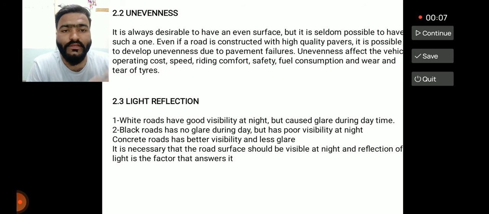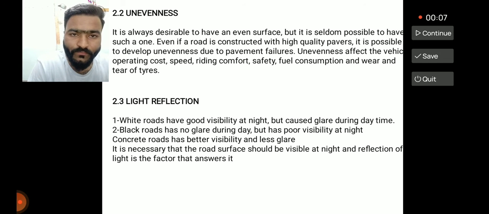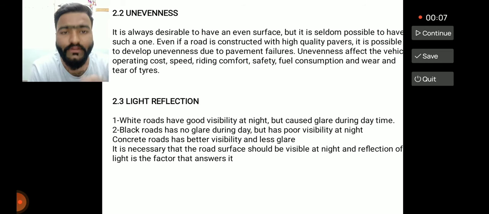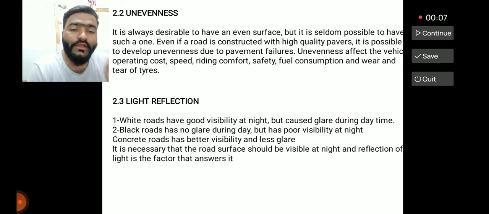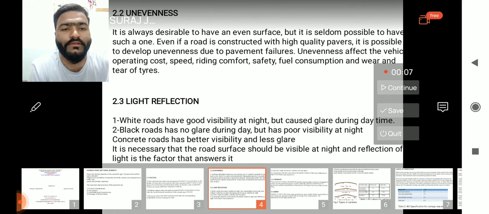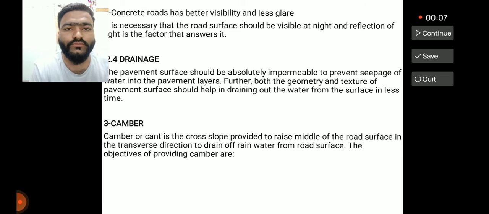Then next comes the light reflection. White roads have good visibility at night, but cause glare during daytime. Second, black roads have no glare during day, but have poor visibility at night. Concrete roads have better visibility and less glare. So it is necessary that the road surface should be visible at night, and reflection of light is the factor that answers it. Then next comes the fourth one, drainage.